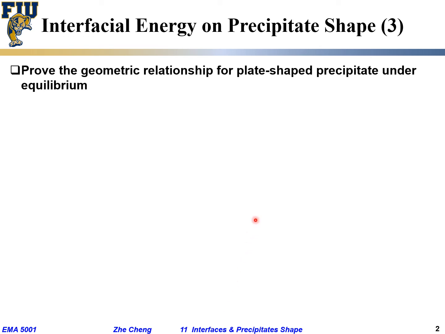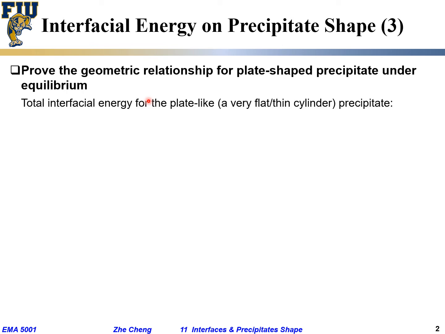Okay. So now I have this one slide to provide a kind of mathematical proof for that relationship, between this so-called plate-shaped precipitate's radius or diameter and the height, with respect to the ratio between the interfacial energies. We said the total interfacial energy for such a plate-like precipitate, or by plate we mean a flat or very thin cylinder. Makes sense? That's just geometrically worded. The total interfacial energy, I write it as this.